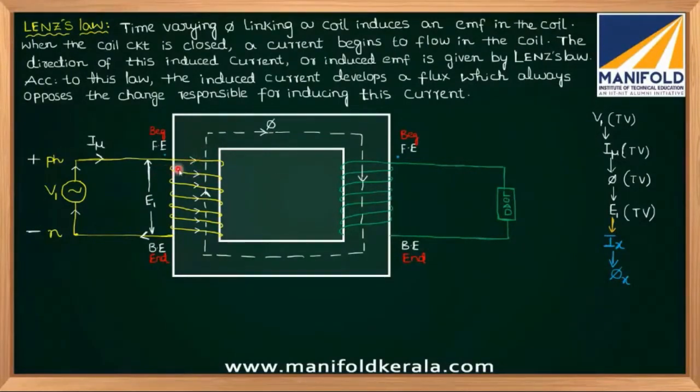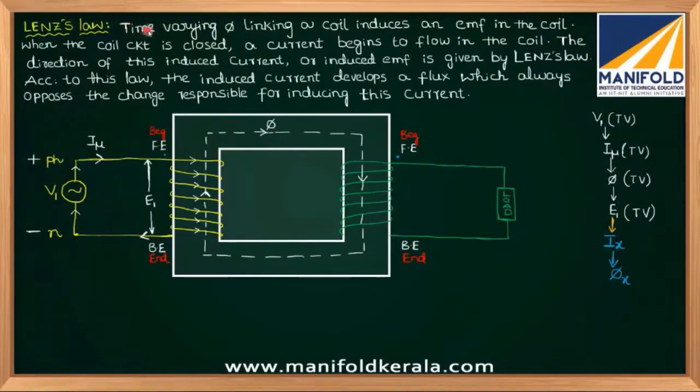Because of this flux, EMF E1 is induced here, and the direction of this E1 or the direction of current IX which is induced because of this E1 is given by Lenz law. Is it clear? Because of flux, you are getting some EMF, right? Because of this EMF, we are getting some current IX. So the direction of this E1 or this IX is given by Lenz law. That only I wrote here.